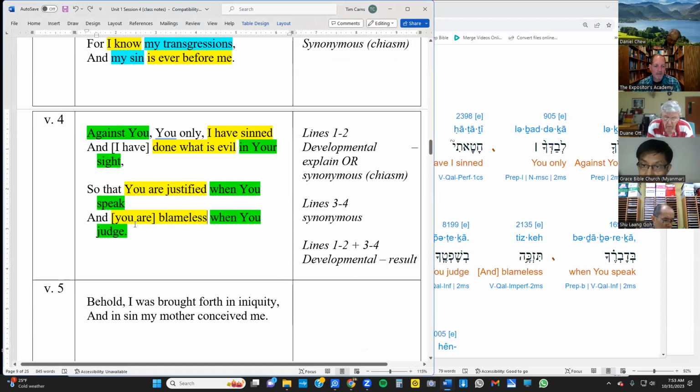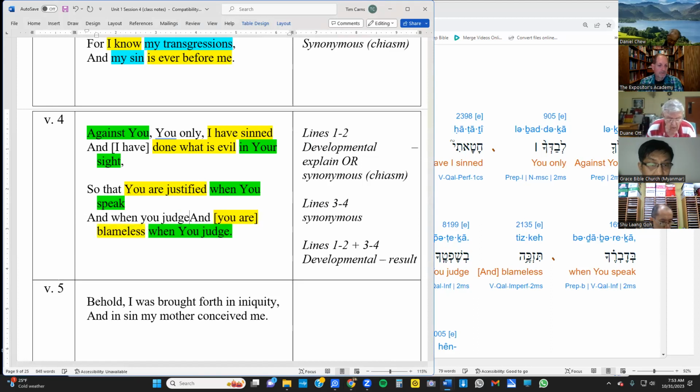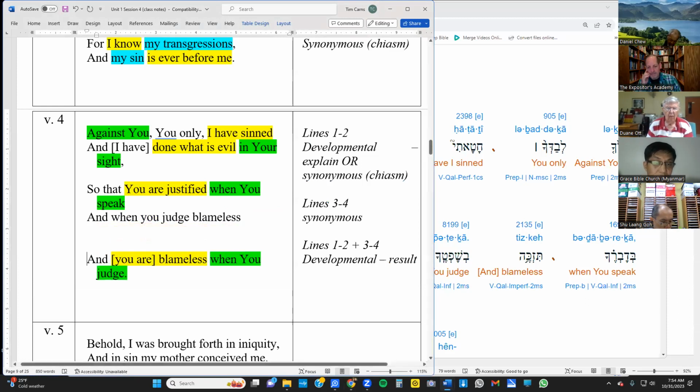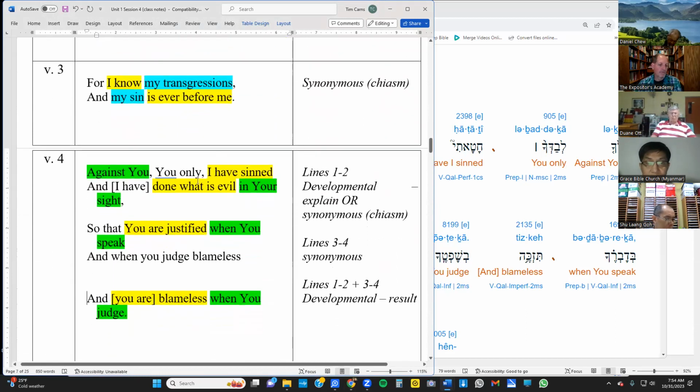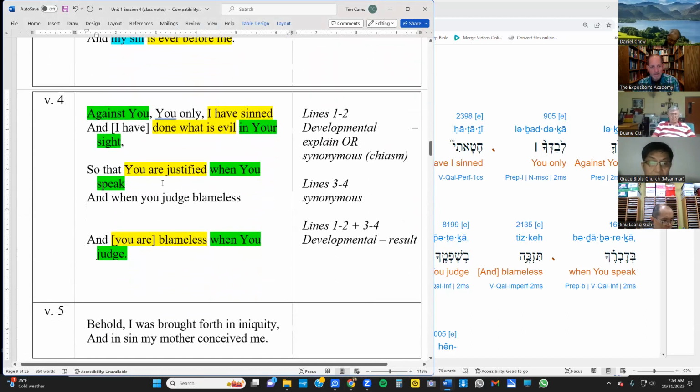So there's no chiasm in this case, which again is interesting, guys, because David could have made a chiasm here, right? He could have put, and when you judge, blameless. That would have been a chiasm. And we'd say, oh yeah, that makes sense because David's been doing chiasms already in the first 3 verses. So yeah, verse 4, it should be a chiasm. Well, it is a chiasm in the first line, but the second one is not.